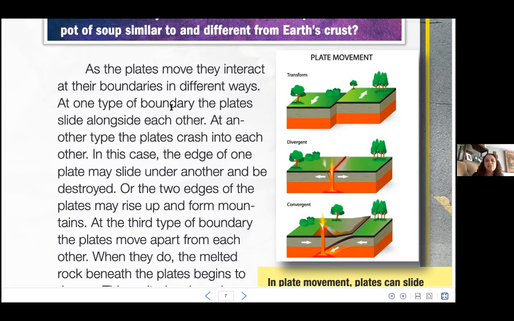And as I'm reading some more, it says, at another type, the plates crash into each other. In this case, the edge of the plate may slide under another and be destroyed. And then at the bottom, it says, at the third type of boundary, the plates move apart from each other. It's giving me the concept that the boundary must be somewhat in the middle. So just using those clues while reading helps me understand what that word might mean. I do know that we have glossaries, but we all know our children. Some of our children are the kind of children that are going to go to the glossary and look up that word.